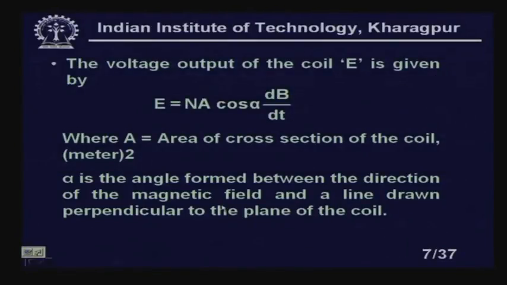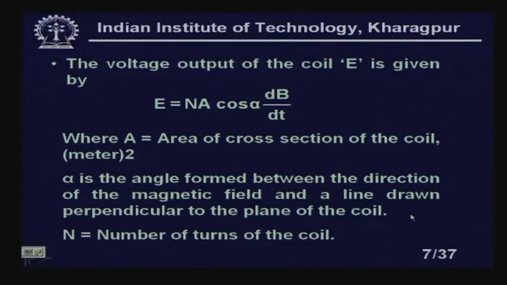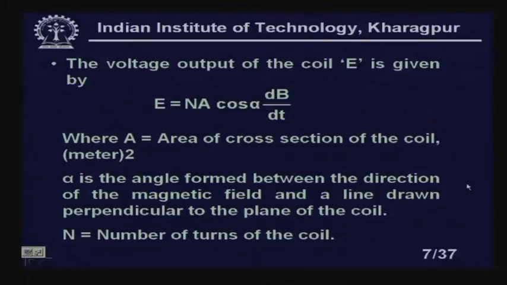The alpha is the angle formed between the directions of the magnetic field and a line drawn perpendicular to the plane of the coil, clear. And N is the number of turns of the coil. As you increase the number of turns, obviously the output voltage will increase, that I told you earlier also. But the magnetometer search coil is usually of small dimensions, because it is very easy to say that if you increase A, you will have a larger value of the output voltage, but keeping the shape of the entire coil intact, having a large A and rotating it at high speed is not a very easy task, right.